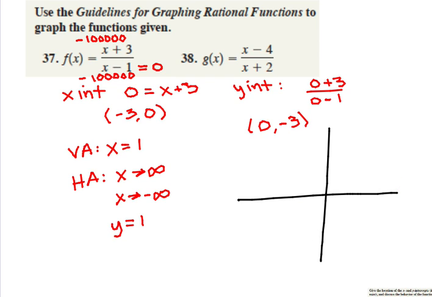I have an x-intercept at negative 3. I have a y-intercept at negative 3. I have a vertical asymptote at x equals 1, which I always draw my asymptotes with dotted lines so I know I approach them but don't touch them. And then I have a horizontal asymptote at y equals 1.